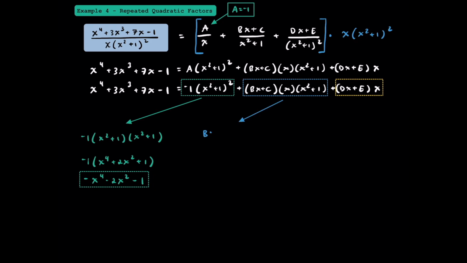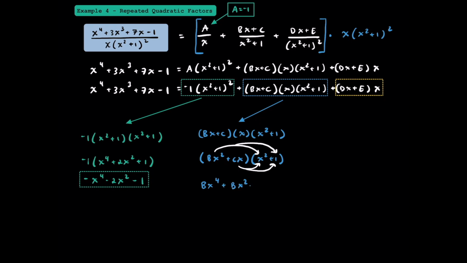Now let's try expanding this bx plus c times x squared plus 1. Distributing this x, we're going to get bx squared plus cx, and this is going to be multiplied by x squared plus 1. And foiling this out, we're going to get bx to the 4th power plus bx squared plus cx to the 3rd power plus cx. This is as far as we can go here. And here's our last piece.